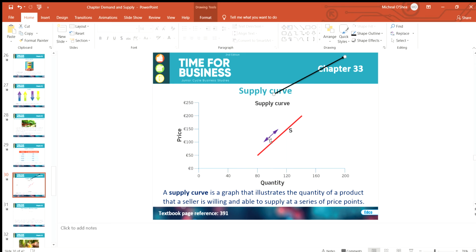I'm just going to throw that out here. So you can see the price is at its lowest, quantity is at its lowest. Price is at its highest, quantity is at its highest. So this is my supply curve. And again, the line will always go here.